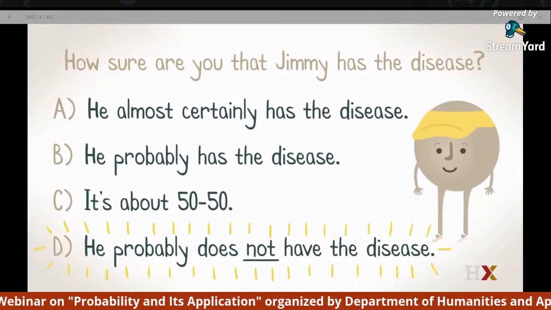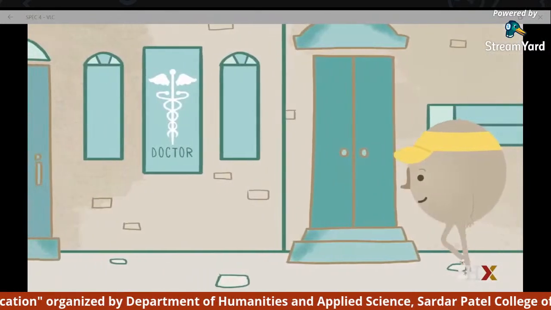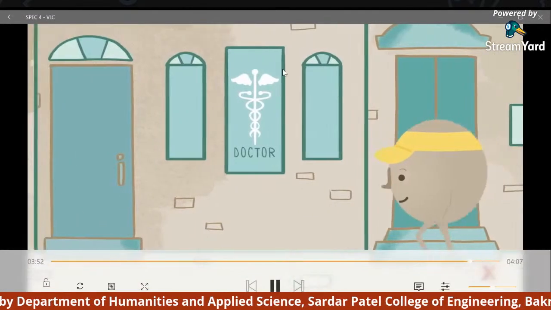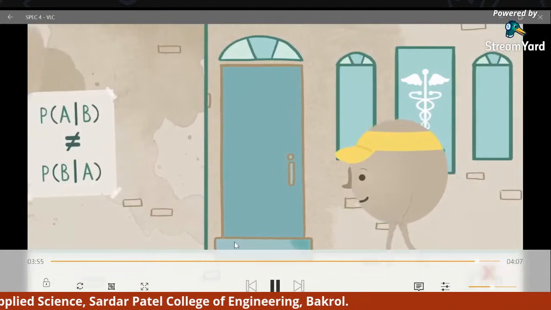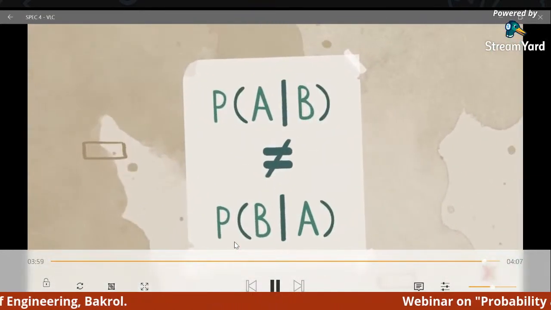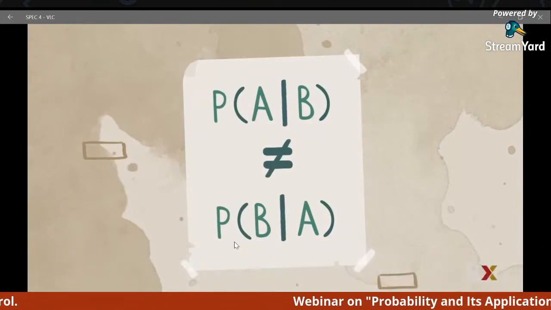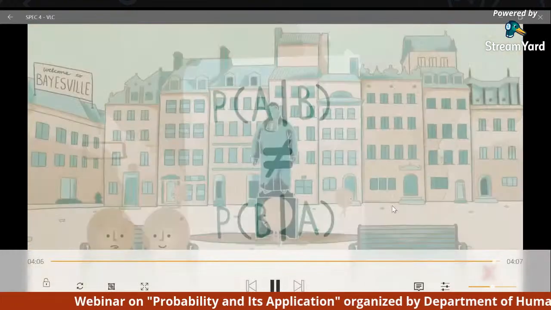Did you make the right prediction? In general, we need to take into account the rarity of a disease, not just the accuracy of a test. And we need to distinguish between the probability of having a disease given that you test positive and the probability that you test positive given that you have the disease.